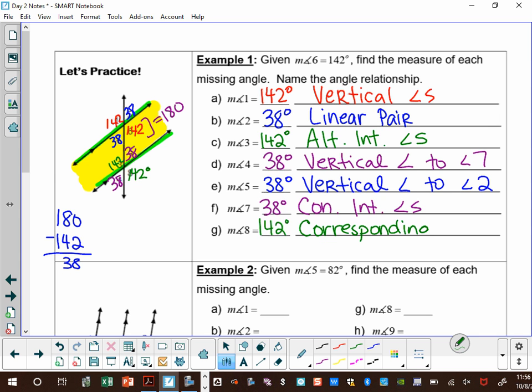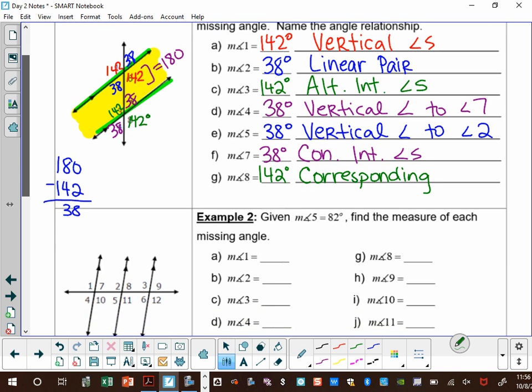This is why I want you guys to have your cheat sheet handy so you can just look at it. Granted, on your test, you could do different things. You can make your angle relationship different as long as it makes sense. Any questions on the first example?